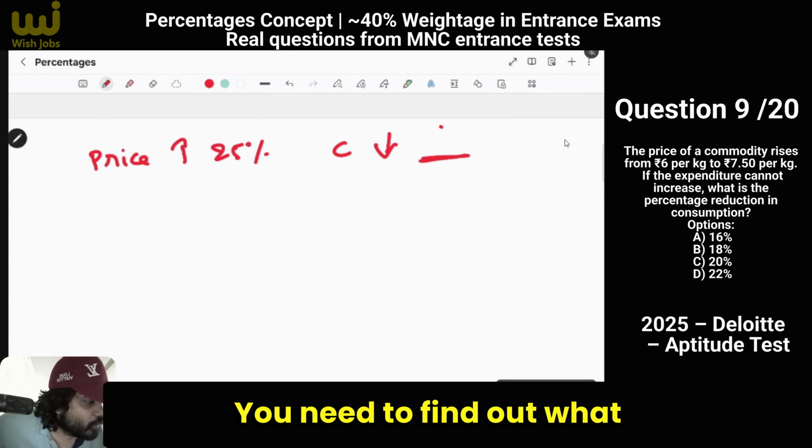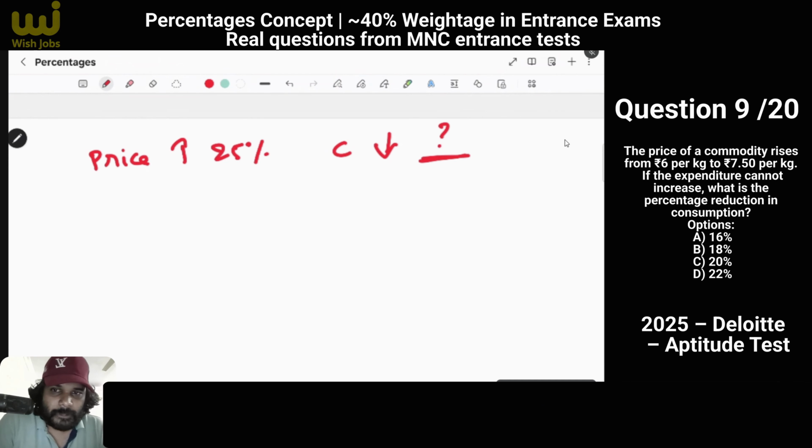You need to find out what is the percentage here. Understood? When price increased by 25%, consumption has to decrease by some percentage. What is the percentage is the question. Okay, so that means what is 25% converted into fraction? 1 by 4.